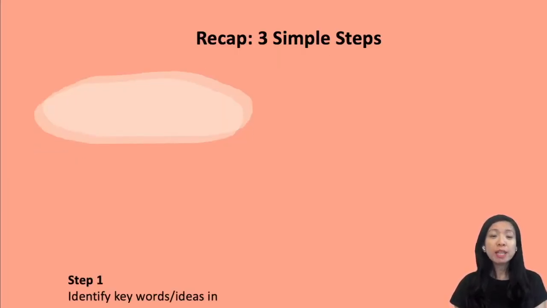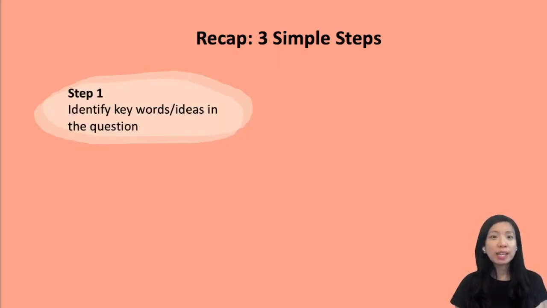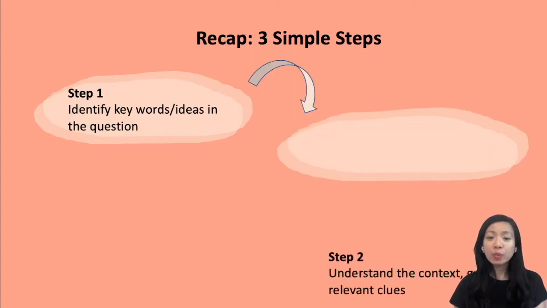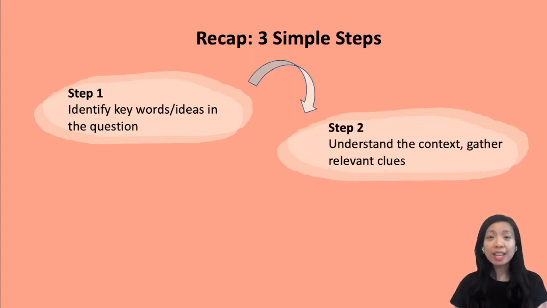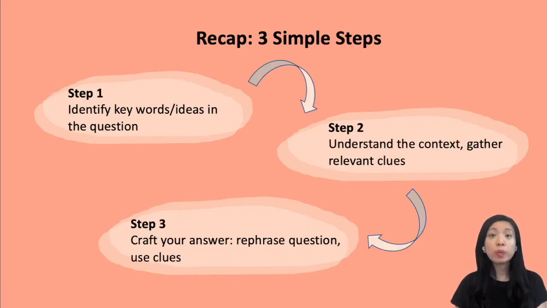So the very first step is where we need to identify the keywords or ideas in the question. The second one is where we need to understand the context and gather relevant clues from the text itself. And the third step is where we have to craft our answer. And as I always say, the easiest way to do this is to rephrase the question. And of course, we have to use our clues from step 2 in order to get our final answer.